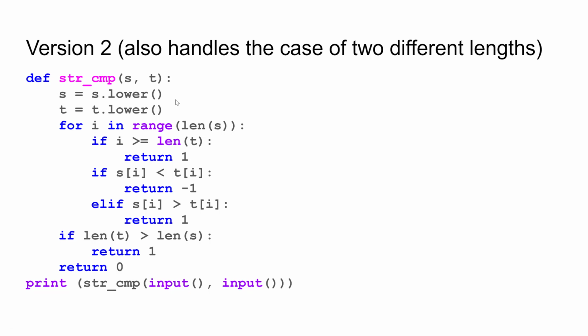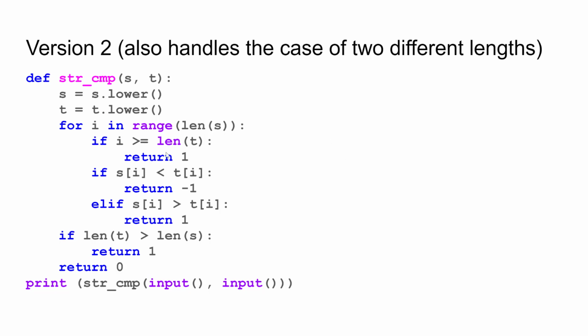Here I first convert both of the strings to lowercase, and then again I'm looping over the length. But at this point, I have to consider the case that S and T may not be the same length. So I'm looping over all the positions in the string S. Now, it could be that T is shorter than S. So while I'm looking at position i in S, there doesn't exist a corresponding letter in the string T. In that case, S should come after T because that means that S is longer than T.